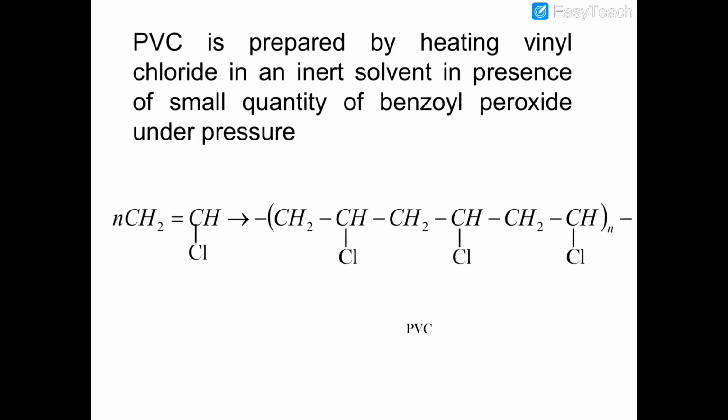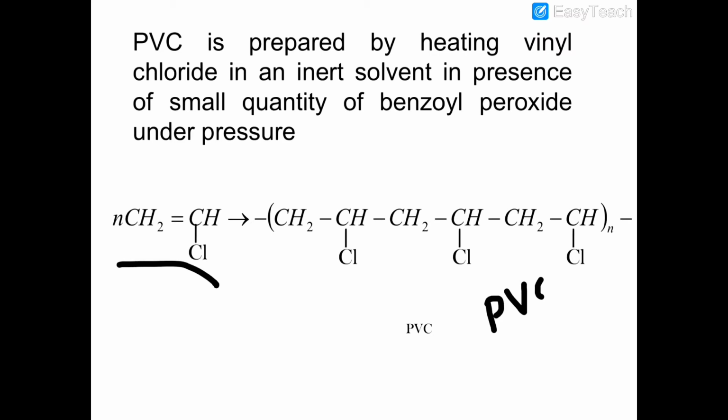The second step is the preparation of polyvinyl chloride from the monomer vinyl chloride. PVC is prepared by heating vinyl chloride in an inert solvent in presence of a small quantity of a catalyst like benzoyl peroxide under high pressure. Here n molecules of vinyl chloride, in presence of benzoyl peroxide, give PVC. It is the preparation of PVC.